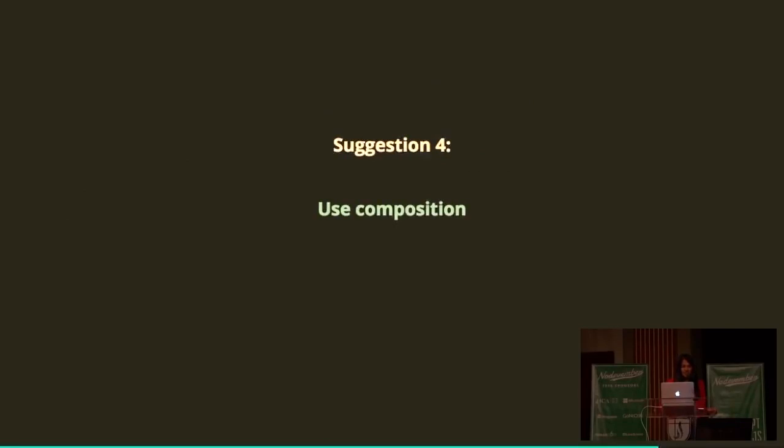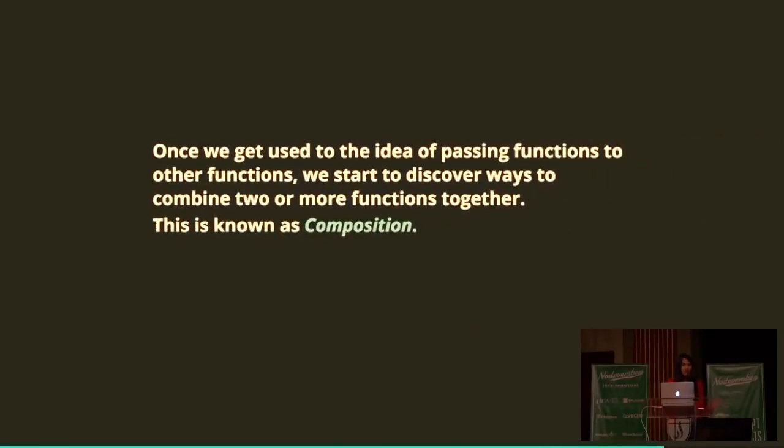All right, last building block, I promise. Use composition. This is another way we can use functions as first-class citizens. So we saw in all the previous examples how we're throwing functions around, passing them as parameters, returning them as our return values. Once we get used to this idea of passing functions to other functions, we can start to discover ways to combine two or more functions together. And this is what composition is.